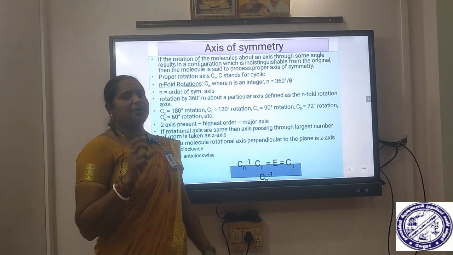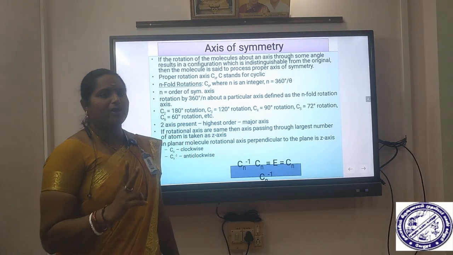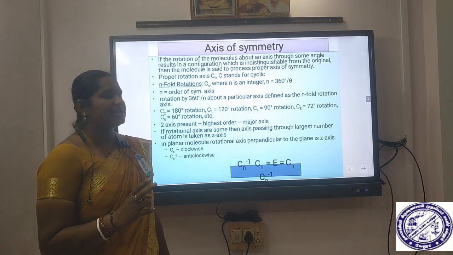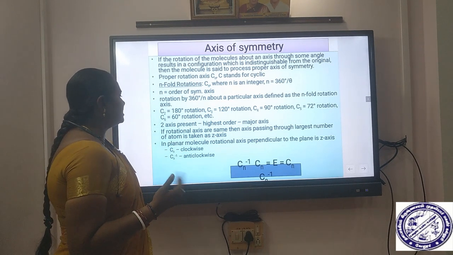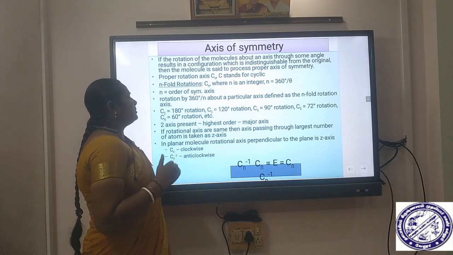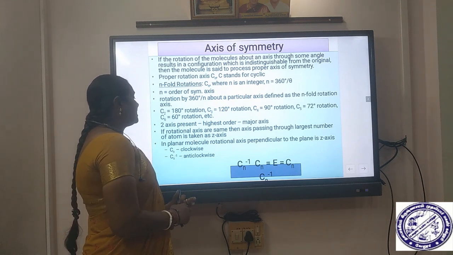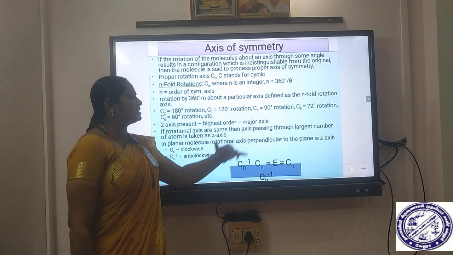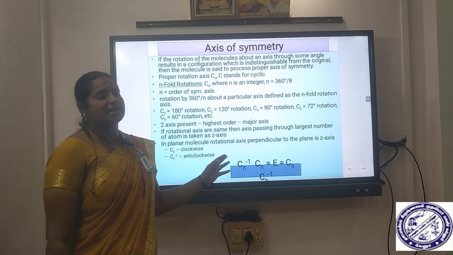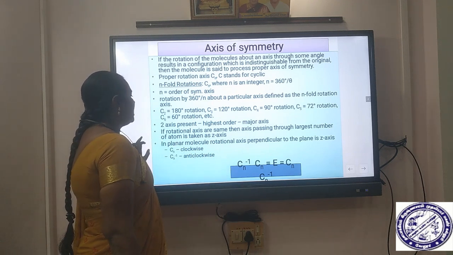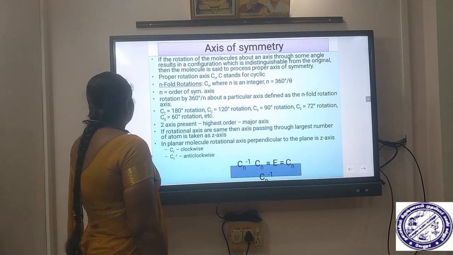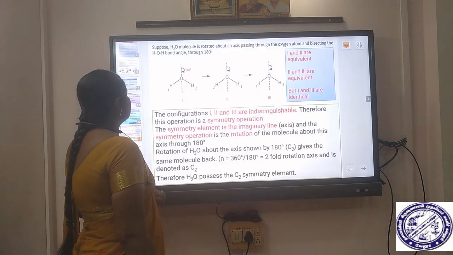If a molecule has 2 proper axes of symmetry, the one with the highest order is taken as the major axis. Similarly, the axis which passes through the largest number of atoms is taken as the major axis. That is taken as the z-axis.